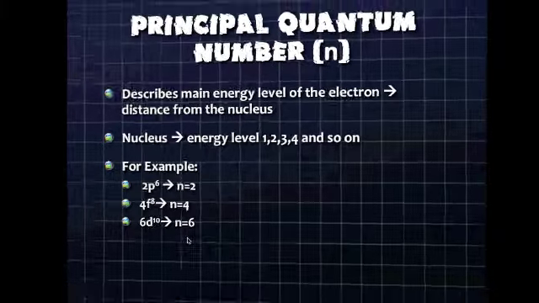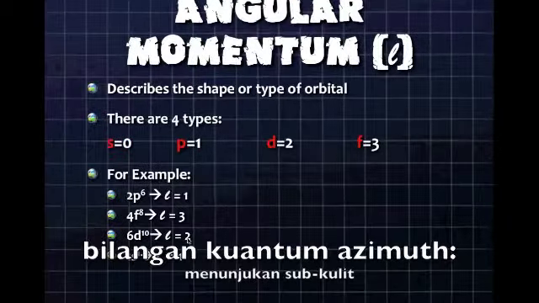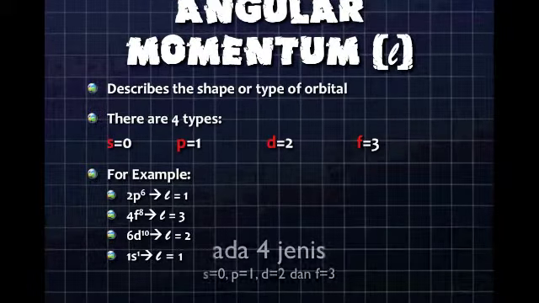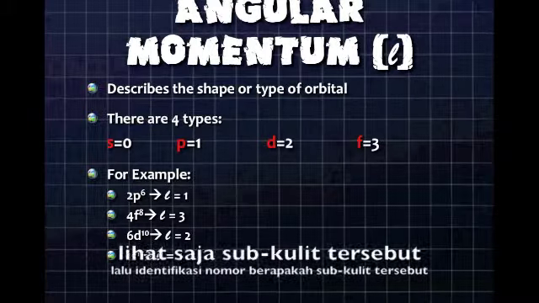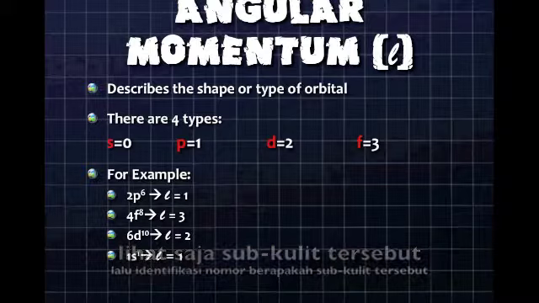The second one is the angular momentum quantum number, or the small l. It describes the shape or type of orbital. There are 4 types of angular momentum quantum number, which are s equals 0, p equals 1, d equals 2, and f equals 3. You just have to look at the sub-levels, and each sub-level has its own digit here.